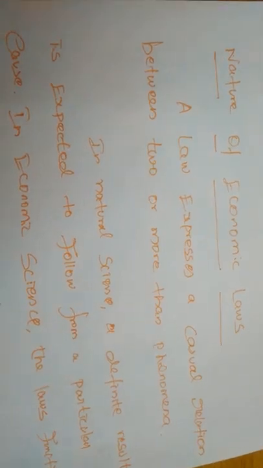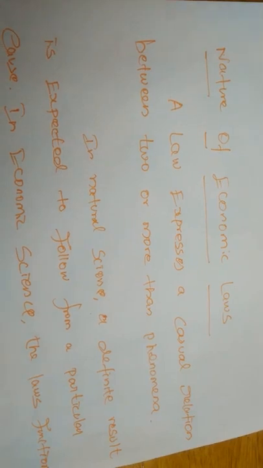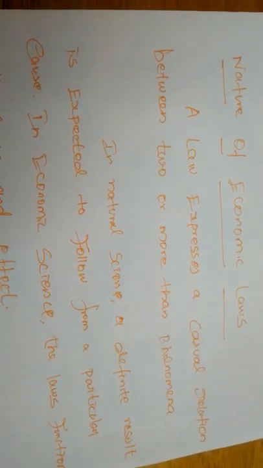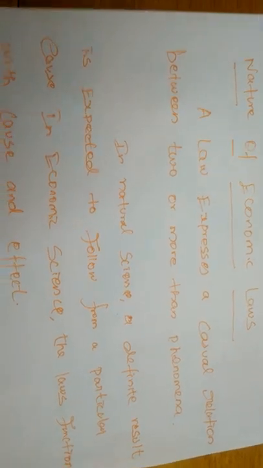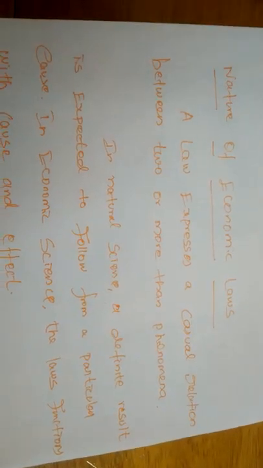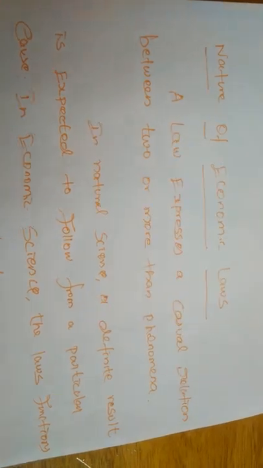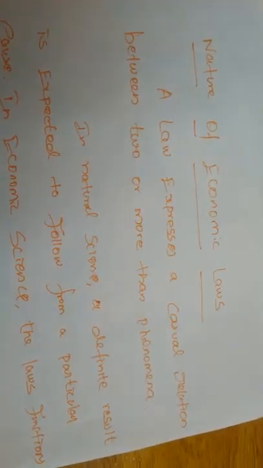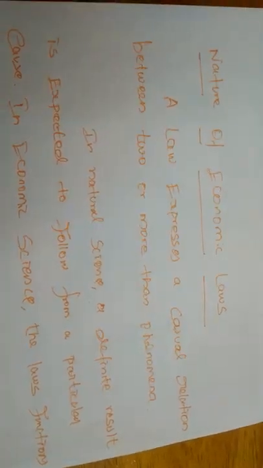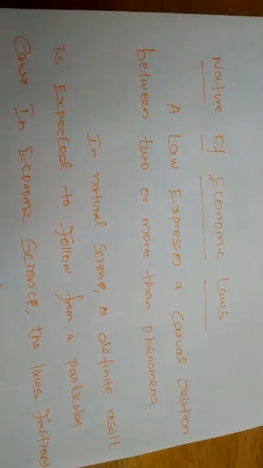So Marshall states that economic laws are statements of tendencies. We cannot consider economic law as equal to the laws of other sciences. If you take the other laws in science, we can accept the rules and regulations as they are. But in economics, some exceptions are there. For example, in the law of demand, one of the exceptions is that other things being equal.